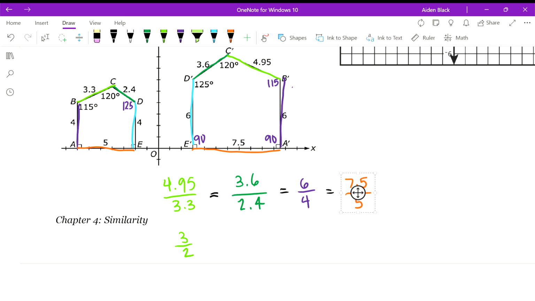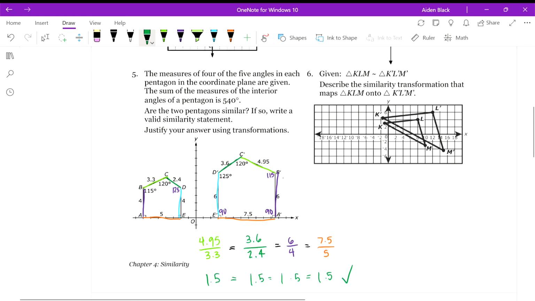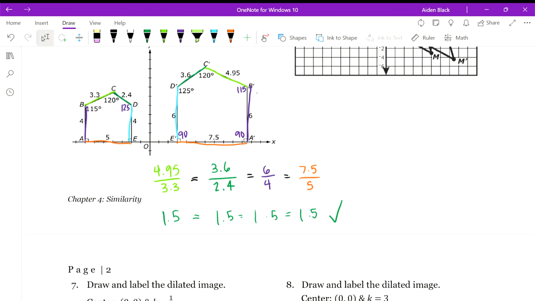Or 1.5. So if you plug it in your calculator, you'll probably get 1.5 is equal to 1.5 is equal to 1.5. Therefore, you know that these two pentagons are similar because corresponding side lengths are proportional.